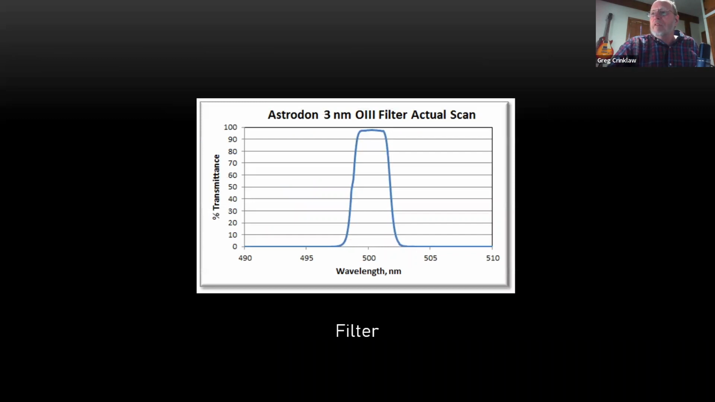So then we run it through a filter. And this is an example of a 3 nanometer filter for O3. The O3 line is in the middle, and that has a huge fingerprint. Now we're blocking all the light to the left and right of that O3 line. The advantage of this is we're blocking out all the light from the sky outside of that area, but passing all of the light from the O3 line.